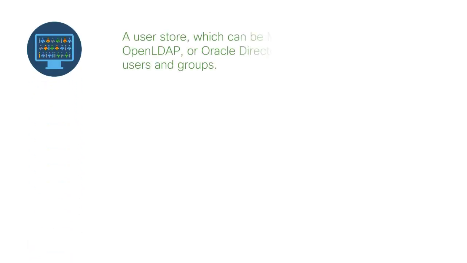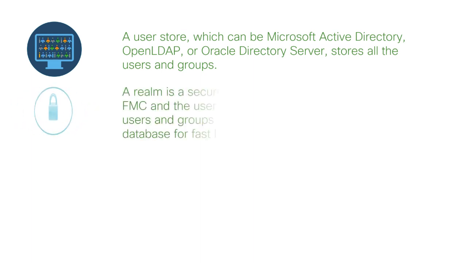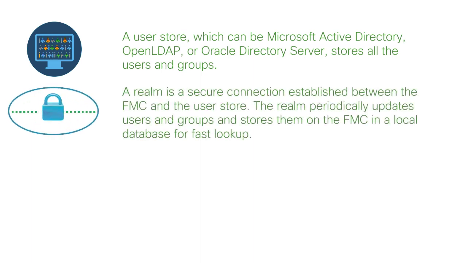Now, we'll focus on the identity source and realm configuration. A user store, which can be Microsoft Active Directory, Open LDAP, or Oracle Directory Server, stores all the users and groups. A realm is a secure connection established between the FMC and the user store. The realm periodically updates users and groups and stores them on the FMC in a local database for fast lookup.